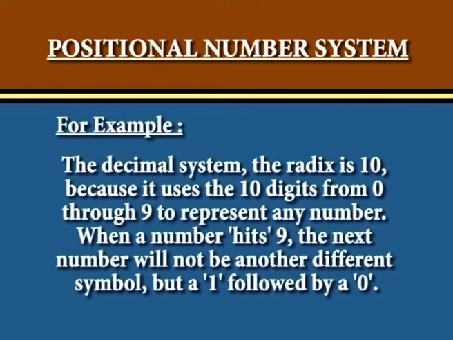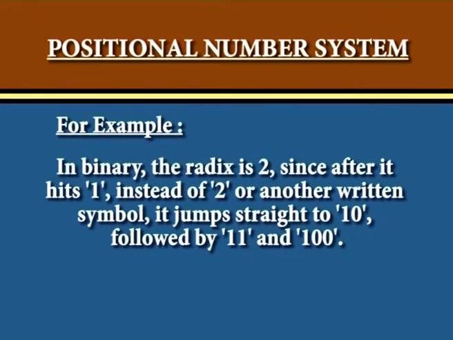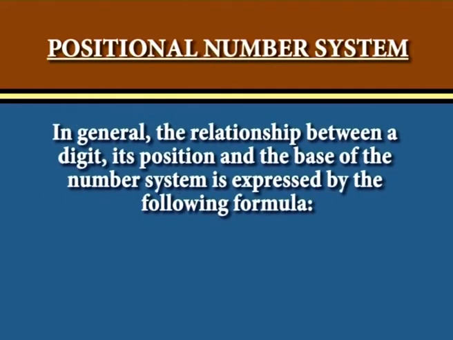For example, for the decimal system, the radix is 10 because it uses 10 digits from 0 through 9 to represent any number. When a number hits 9, the next number will not be another different symbol but a 1 followed by a 0. In binary, the radix is 2, since after it hits 1, instead of 2 or another written symbol, it jumps straight to 10, followed by 11 and 100. In general, the relationship between a digit, its position, and the base of the number system is expressed by the following formula. That is, digit into base raised to the power position.